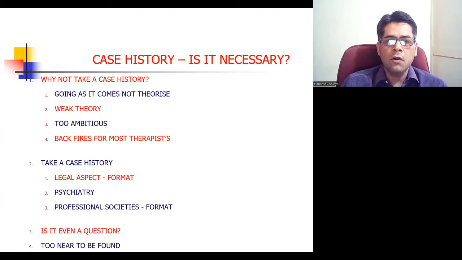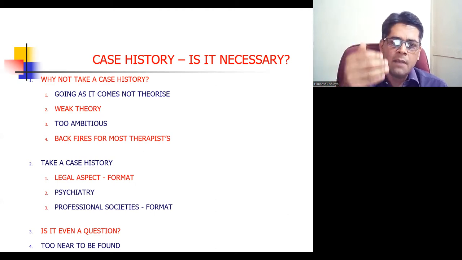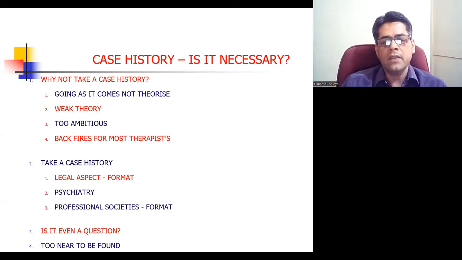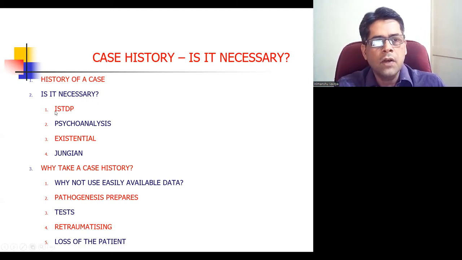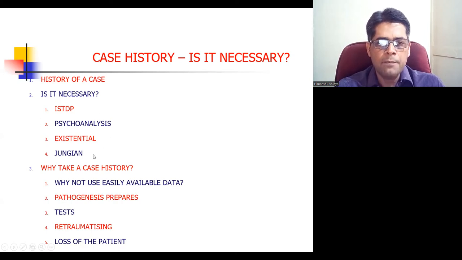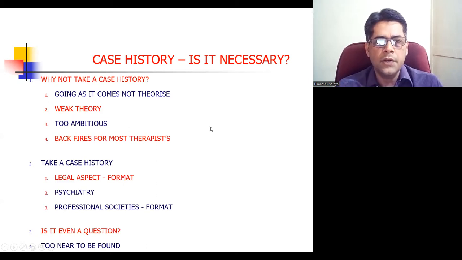So these are arguments for not taking a case history. However, as I said, 95% of people do follow the 7-step process. Only 5% believe in these arguments, and these 5% I mentioned, they belong to ISTDP, classical psychoanalysis, existential psychotherapy, and some in the Jungian therapy. So these are the 4, 1, 2, 3, 4. They constitute the 5% who do not necessarily follow the 7-step process and don't take case history before they directly go into therapy. So they constitute the 5%, and these are the arguments of 95% who take case histories, and these are the arguments of 5% who don't take case history.